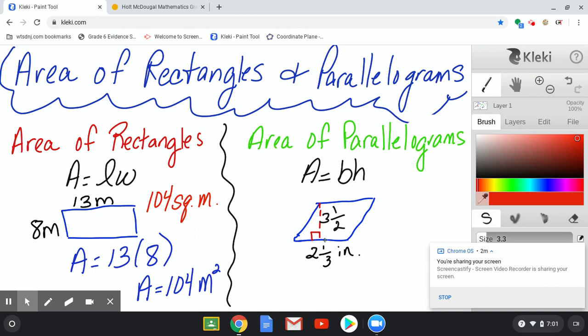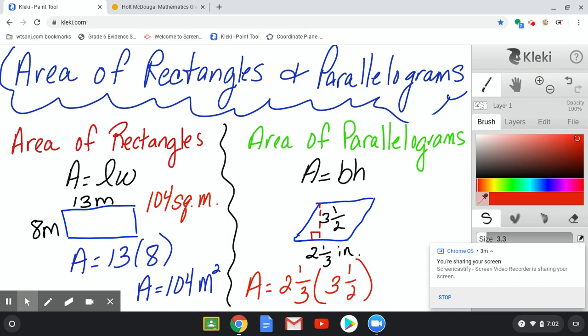And the height, if you notice, what they did was they're finding the height of the parallelogram, and they have this dotted line with the little 90-degree angle square located here. So the base of this parallelogram is 2 1/3 inches, and the height is 3 1/2 inches. All right. Again, all I'm going to be doing is multiplying those two together. So let's go ahead and do that. My area is going to equal my base, which is 2 1/3, and I'm multiplying that by 3 1/2.